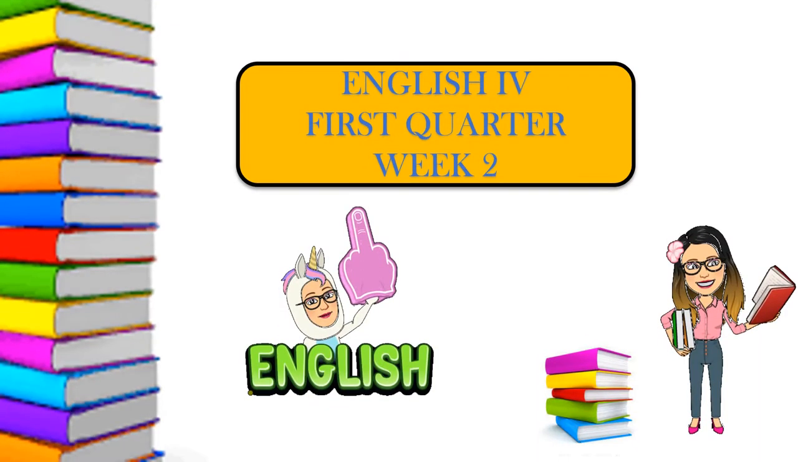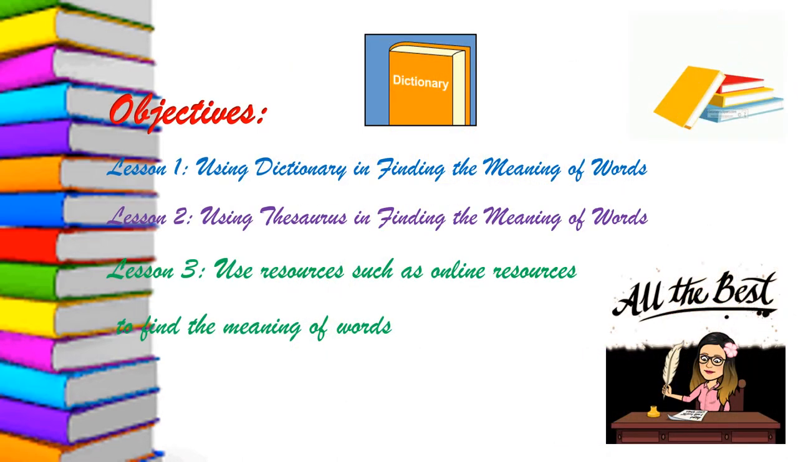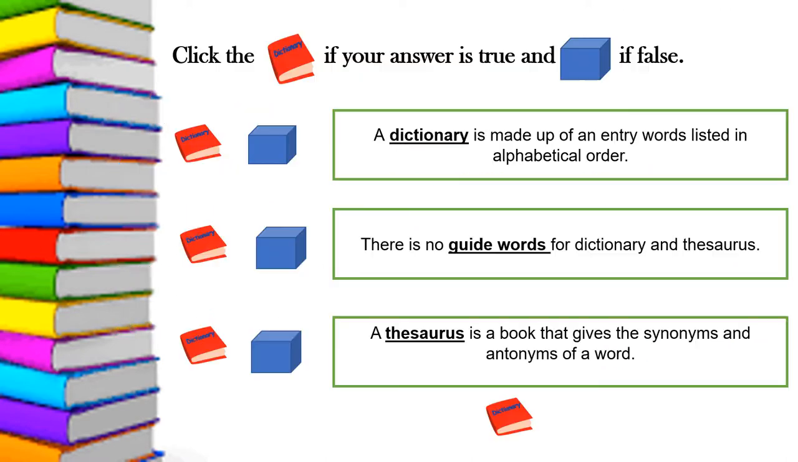Good day, everyone. Let us continue our lesson in English 4, first quarter, week 2. Our objectives for these lessons are using dictionary in finding the meaning of words, using thesaurus in finding the meaning of words, and use resources such as online resources to find the meaning of words.